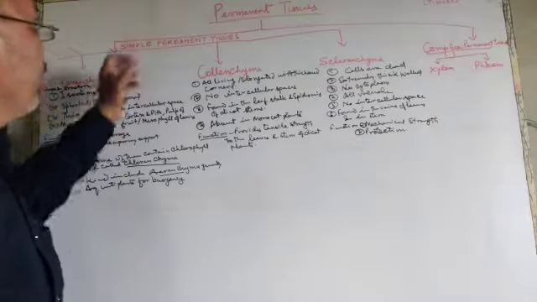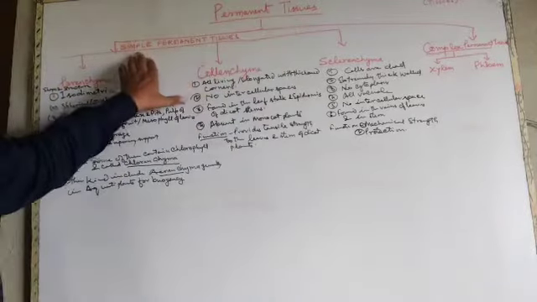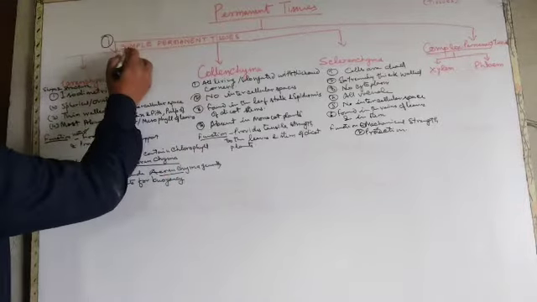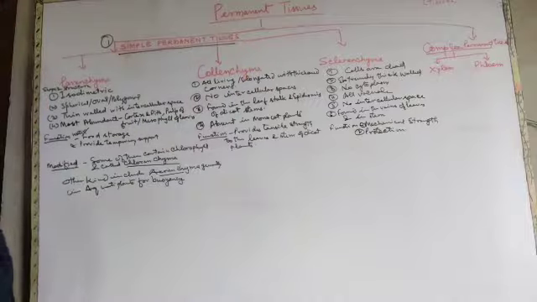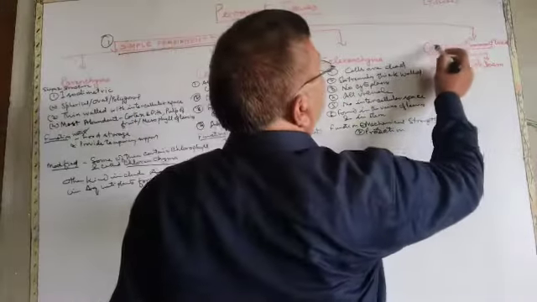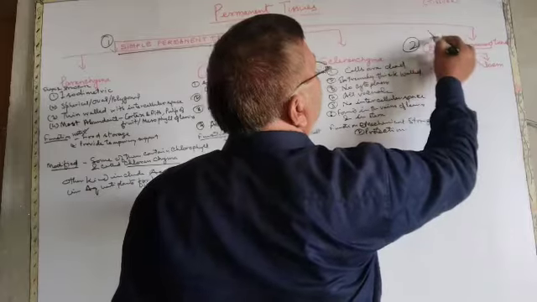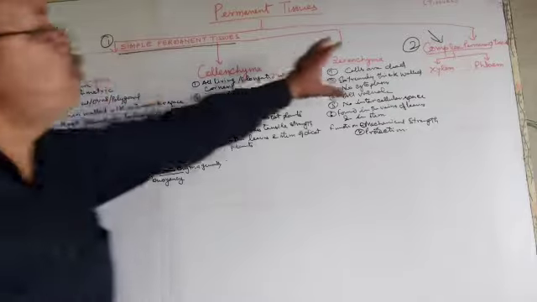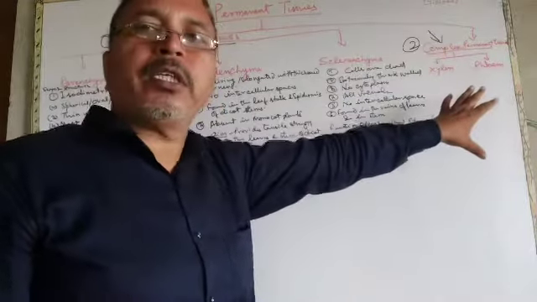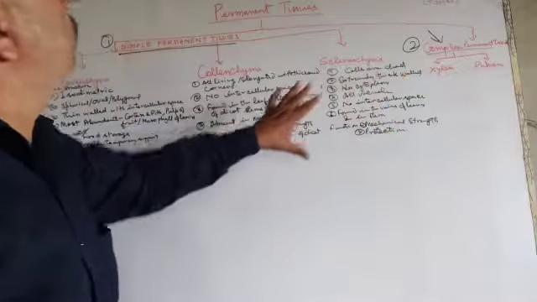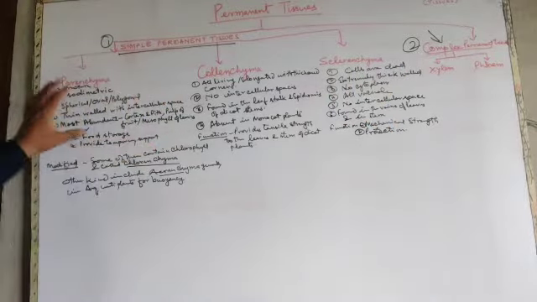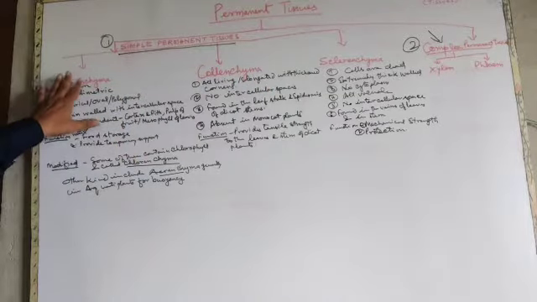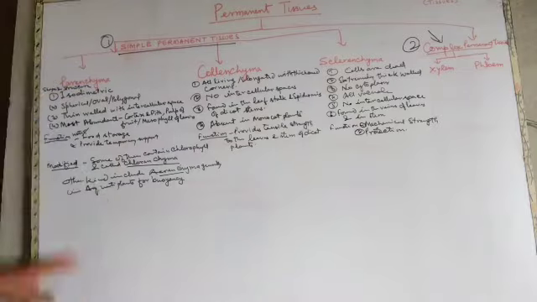So see, the permanent tissues are basically classified into the first kind, simple permanent tissue, and the second kind, complex permanent tissue, right? These complex permanent tissues I will take later in the next video, but today we will talk about the simple permanent tissue. Simple permanent tissues at the basic level are classified as parenchyma, collenchyma and sclerenchyma, right?